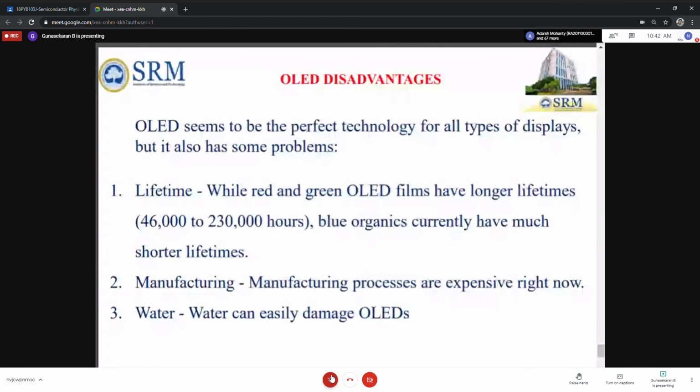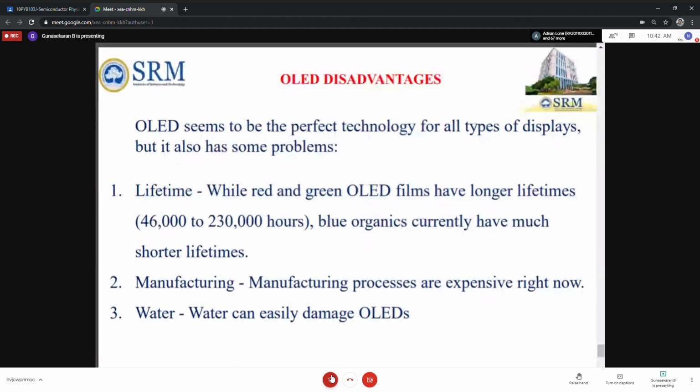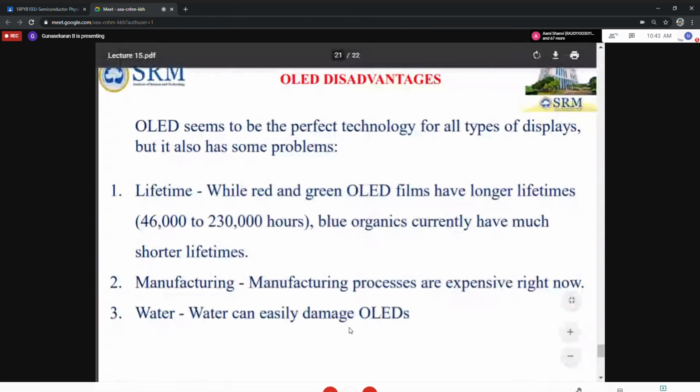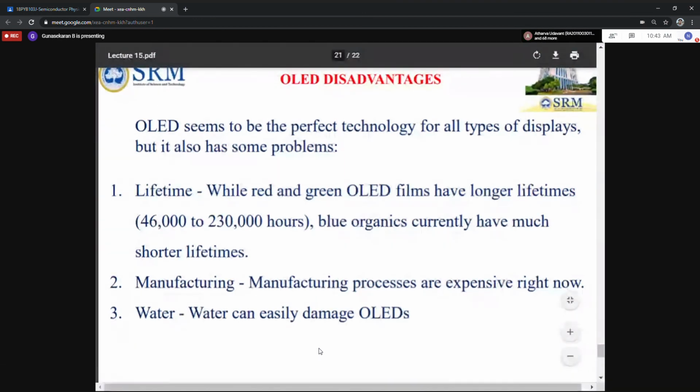Say, the one is lifetime. The lifetime compared to others is very, very small. For example, for most of your LED monitors, LED display devices or LED screen TVs, the maximum they will give is a warranty of 2 years. I think, is it correct? Say yes or no? Yes, sir. What is the maximum guarantee they will give? 2 years. So that is the main disadvantage. See, the lifetime is on the order of 46,000 to 230,000 hours only. That is very, very less.